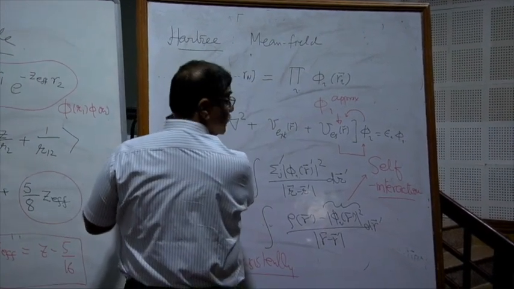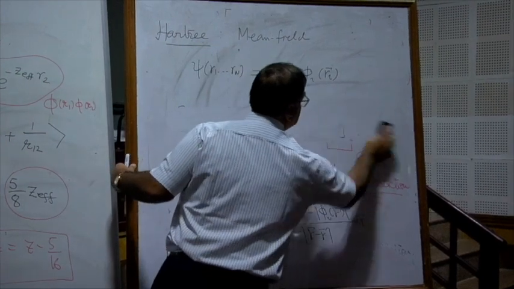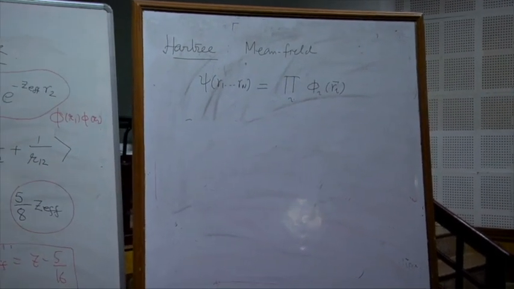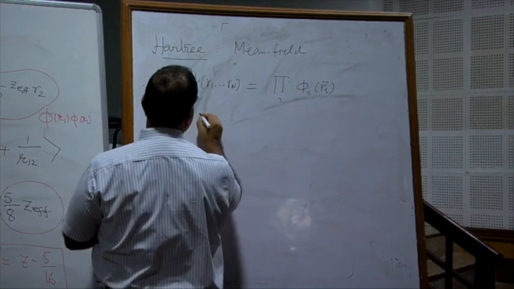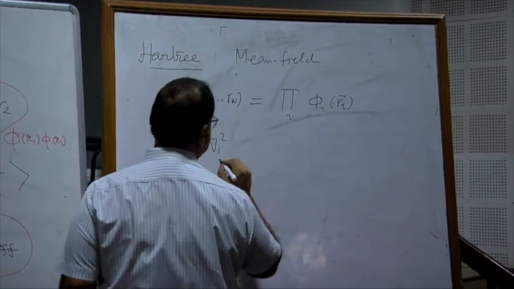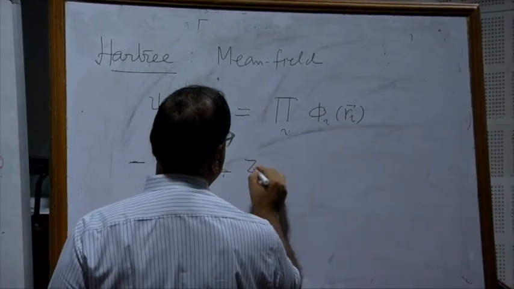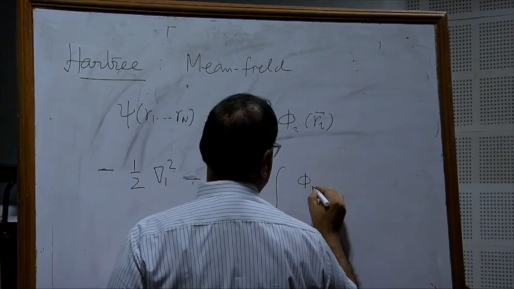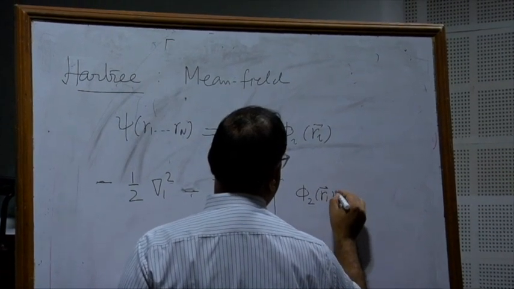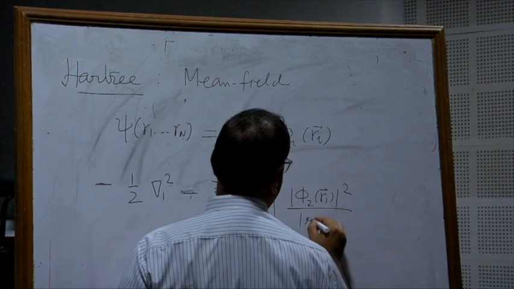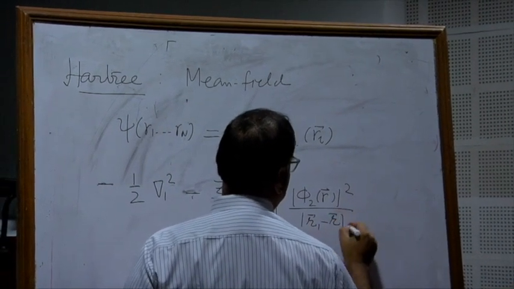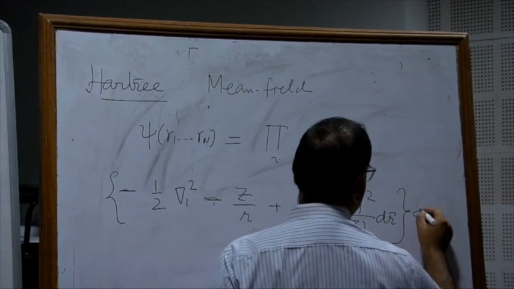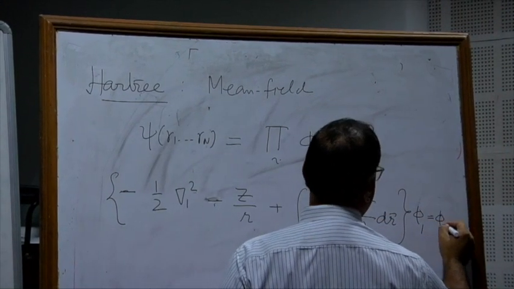So in this problem, since we are using Hartree theory, what I would have for particle 2 is minus half del_1 squared, plus minus Z over r, plus the integral of |phi_2(r1)|^2 over |r1 minus r| dr. This is the electrostatic potential due to particle 2, that particle 1 sees, psi_1 equals epsilon_1 psi_1.